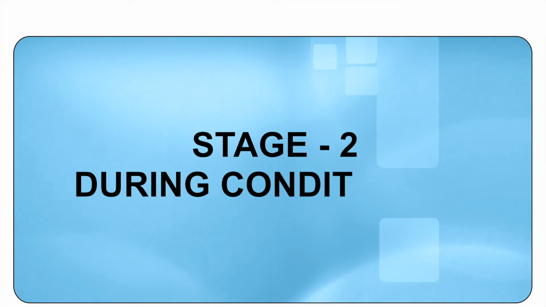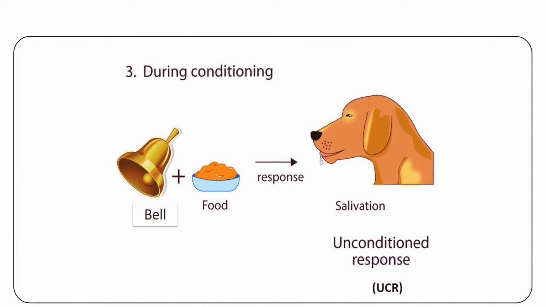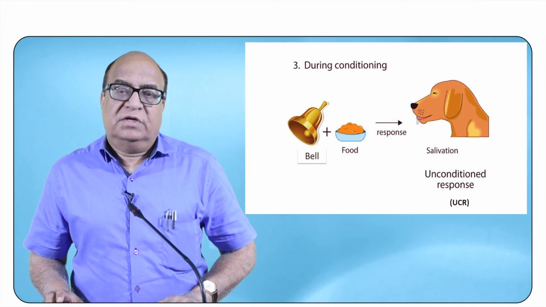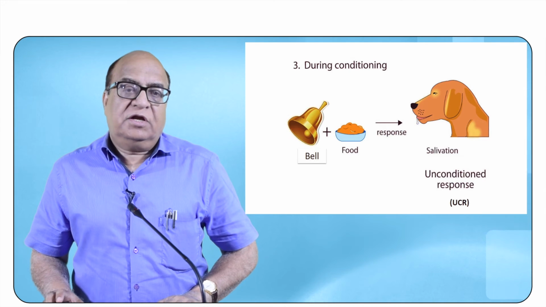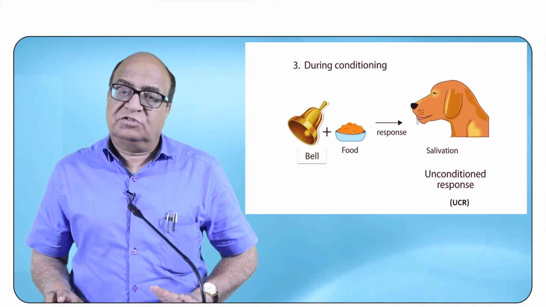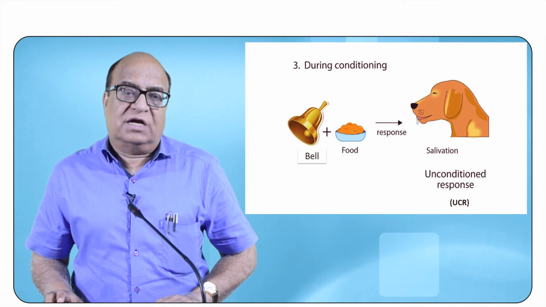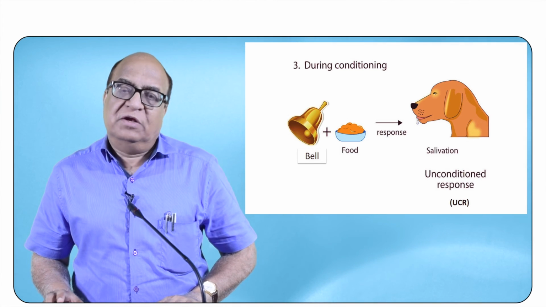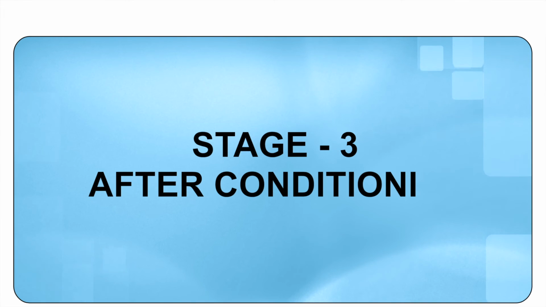Stage 2, during conditioning. During this stage, a stimulus which produces no response, that is neutral, in this case a bell, is associated with an unconditioned stimulus, that is UCS, which is food. At which point it now becomes the conditioned stimulus, CS, and the dog starts salivating at the sound of the bell only. Stage 3, after conditioning.